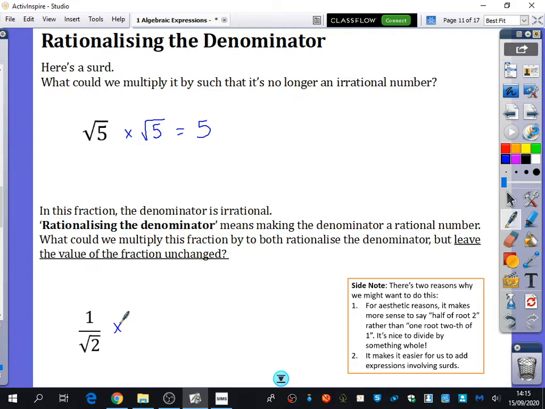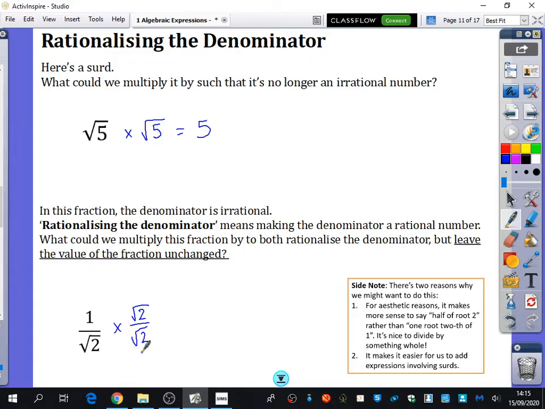Root 2 over root 2. Good. Why is multiplying by root 2 over root 2 not going to change the value of the fraction or the number? Because it's all root 2. Yeah, so tell me more. What is root 2 over root 2? How is that not changing the size? Abdi? Because it equals 1. Good. Root 2 divided by root 2 is 1. What happens when you multiply by 1? Stays the same.